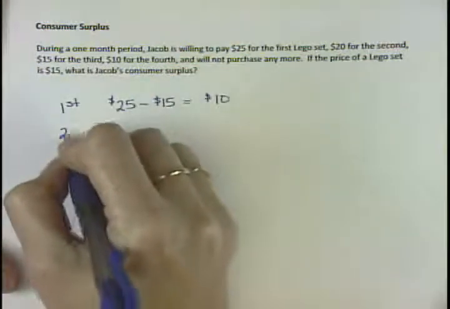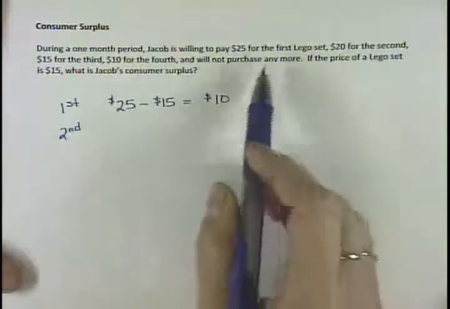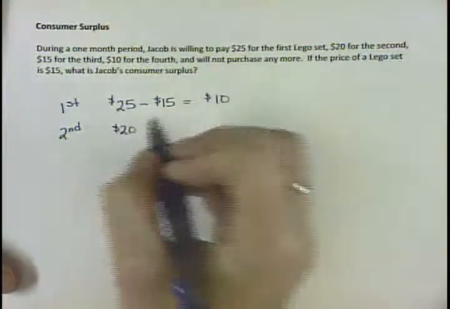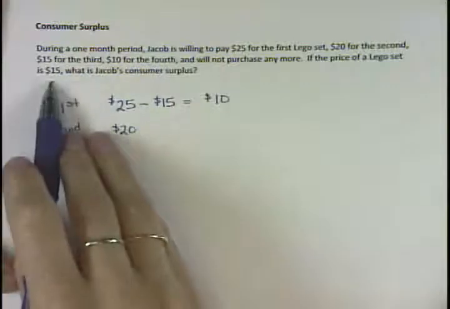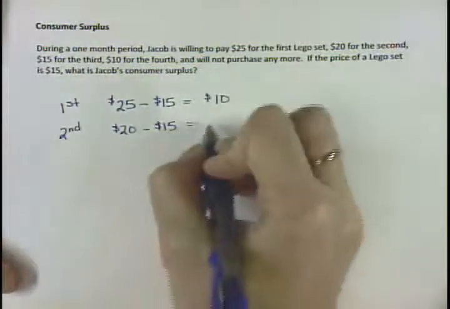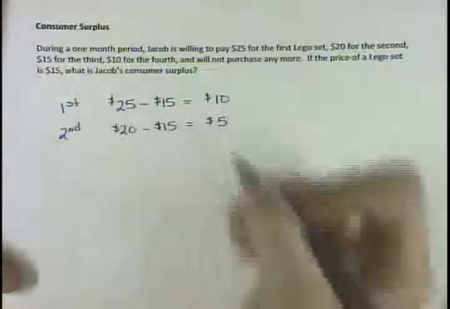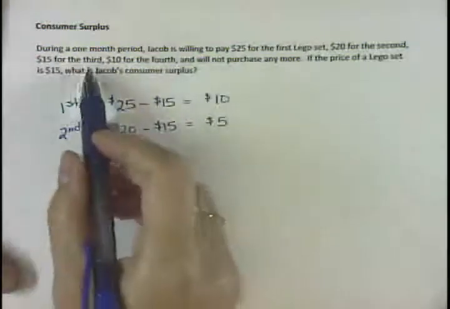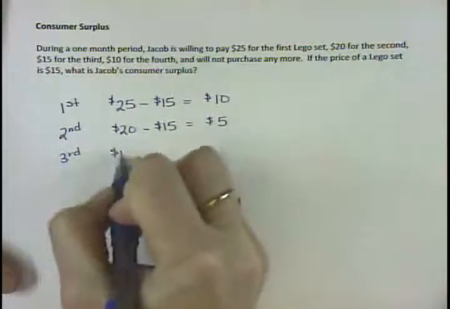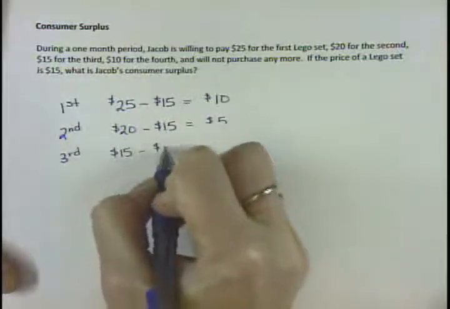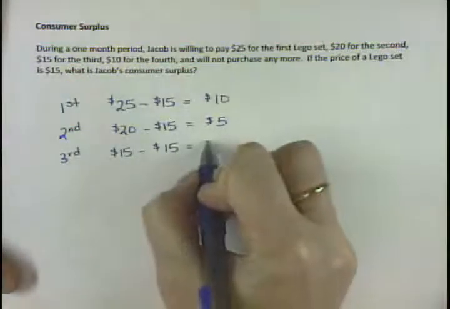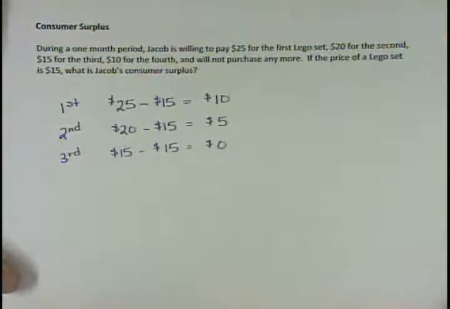For the second Lego set, he'd be willing to pay $20, but he still only has to pay $15. So he's still $5 better off on the second Lego. On the third Lego, he's willing to pay $15 and he has to pay $15, so he doesn't get any consumer surplus for the third Lego.